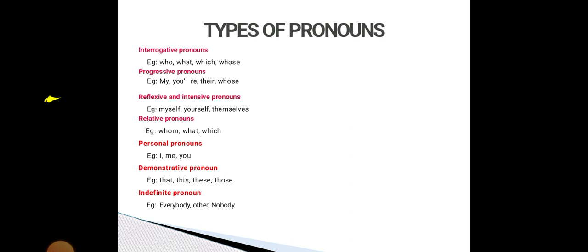Next, we can see personal pronouns. Personal pronouns are I, me, you, she, her, he, him, us, we, they, them. Next, we can see the demonstrative pronoun: that, these, those. We also have indefinite pronouns, used when you need to refer to a person or thing that does not need to be specific. For example, one, another, everybody, anybody, nobody. These come under indefinite pronouns.